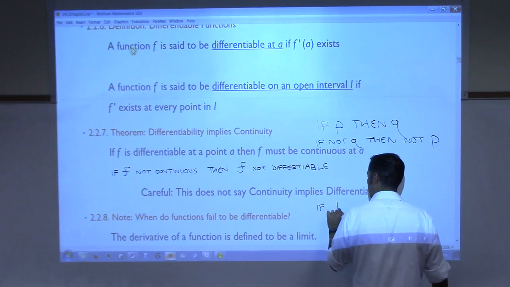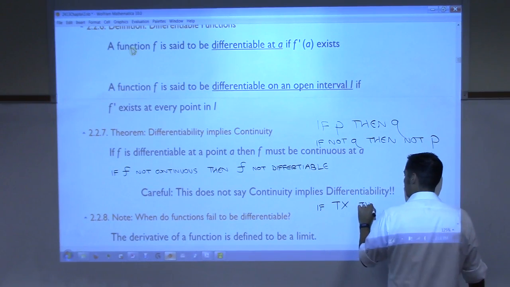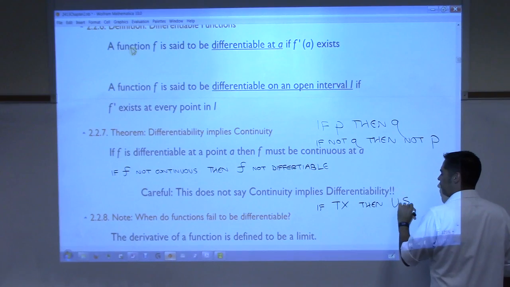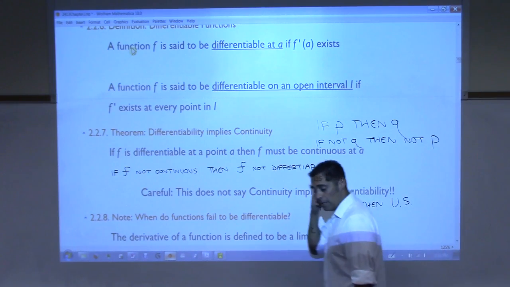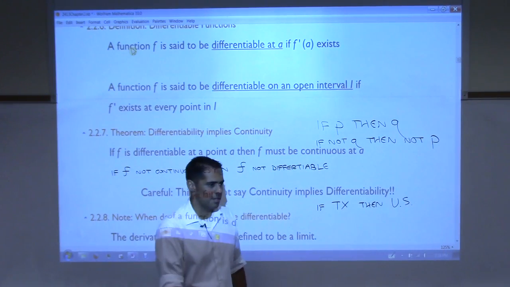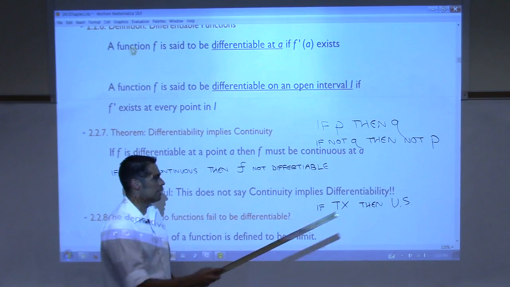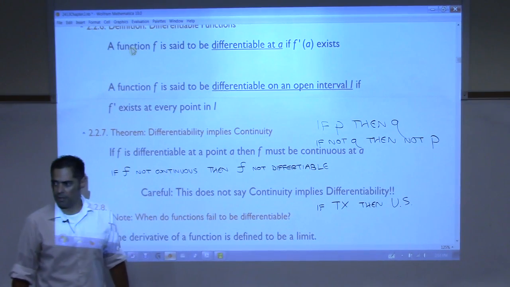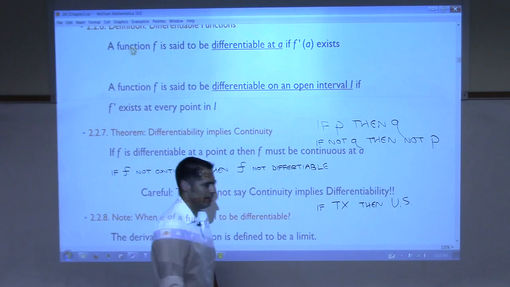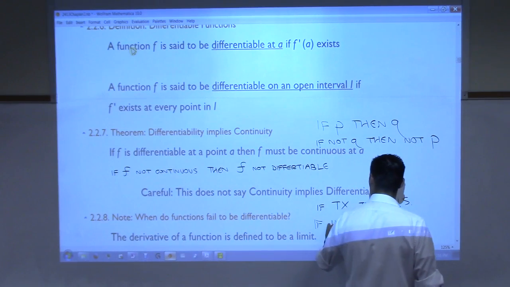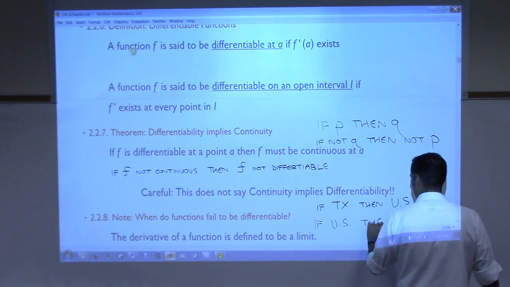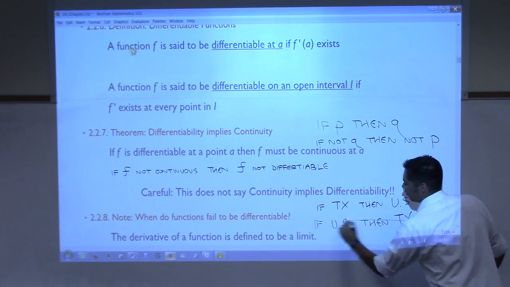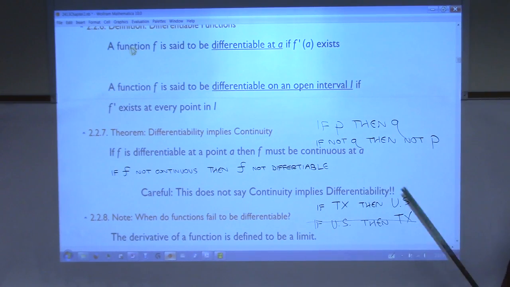This is my classic example. If you are a legal Texas citizen, then you are a legal US citizen. Agreed? Can I just switch that? No. Can I say if US, then Texan? No, it doesn't work that way. You can't flip if-then statements around like that.